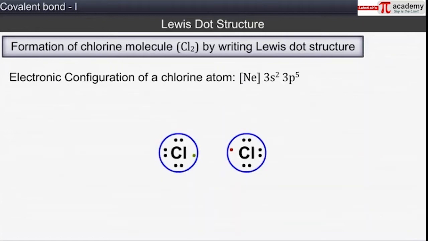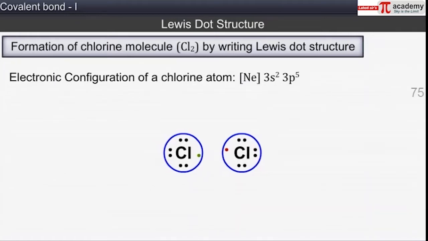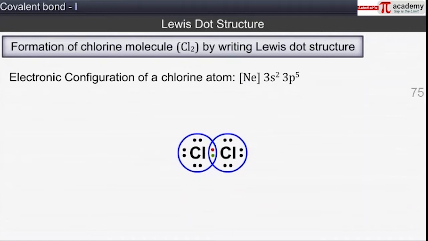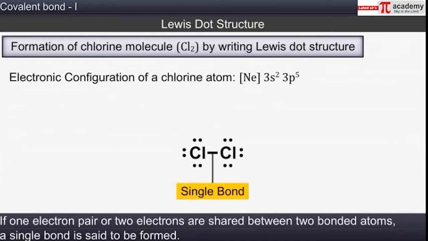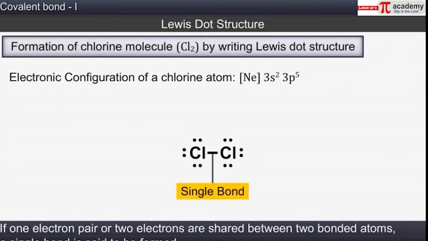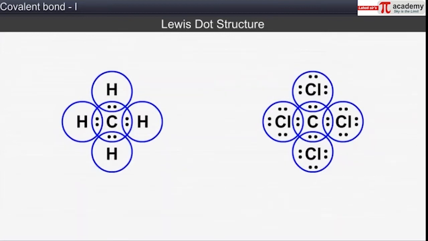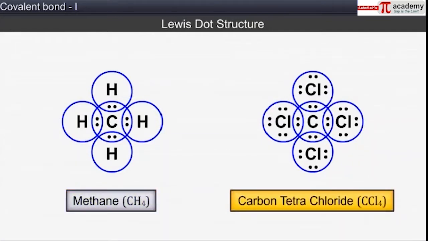Therefore, each chlorine atom contributes 1 electron for sharing, and this electron pair is shared mutually by both the chlorine atoms. This shared electron pair joins 2 chlorine atoms together in the chlorine molecule. That is, if 1 electron pair or 2 electrons are shared between 2 bonded atoms, a single bond is said to be formed. Similarly, let us look at Lewis dot structures which depict the formation of covalent bonds in methane and carbon tetrachloride.